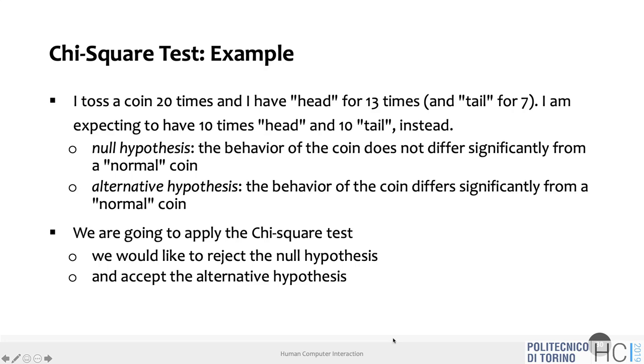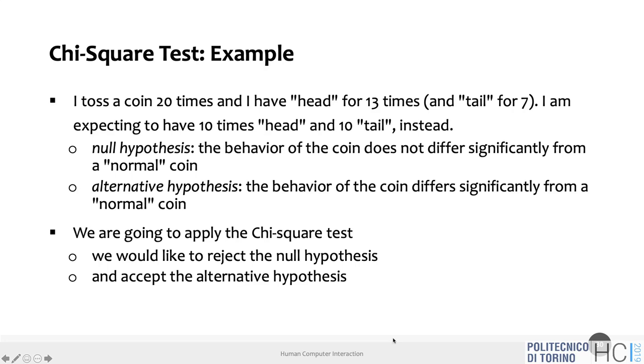So we defined yesterday the null hypothesis, that is that the behavior of my coin does not differ significantly from any normal coin. And the alternative hypothesis instead is that the behavior of the coin differs significantly from a normal coin. So my coin is not normal, is faulty, is manipulated in some way to have more head as a result and less tail as a result. I want to prove this alternative hypothesis, and obviously reject the null hypothesis.